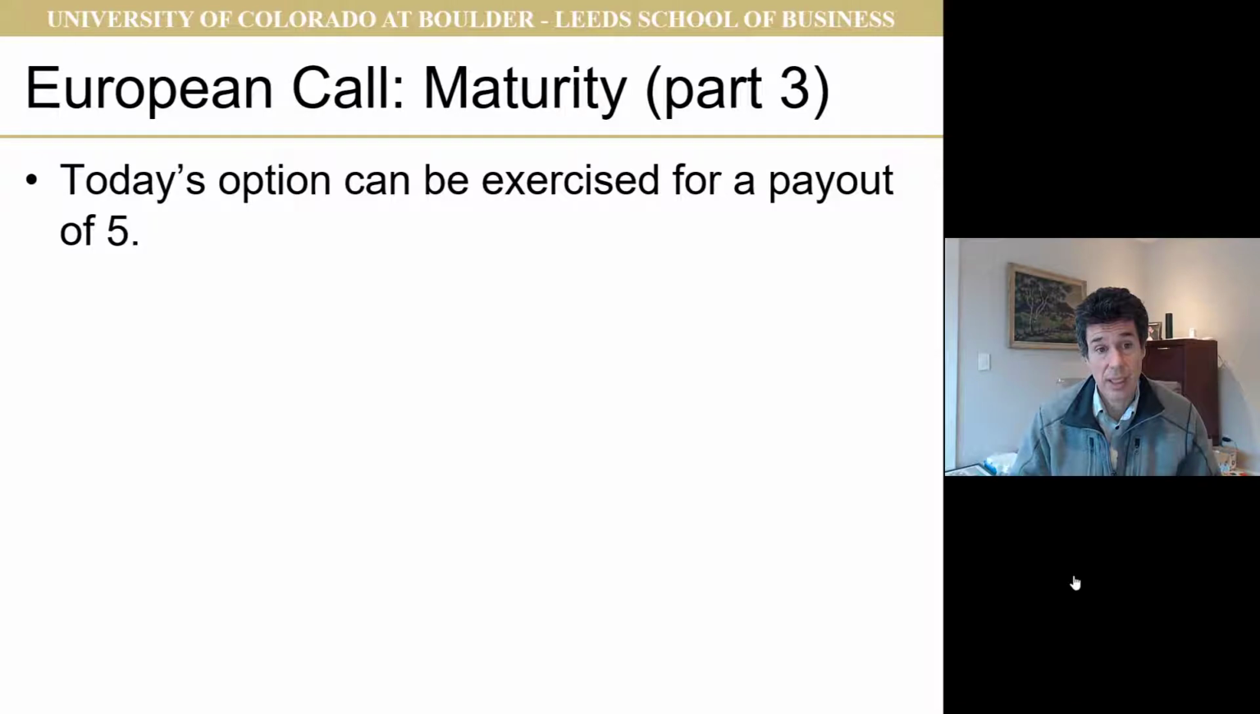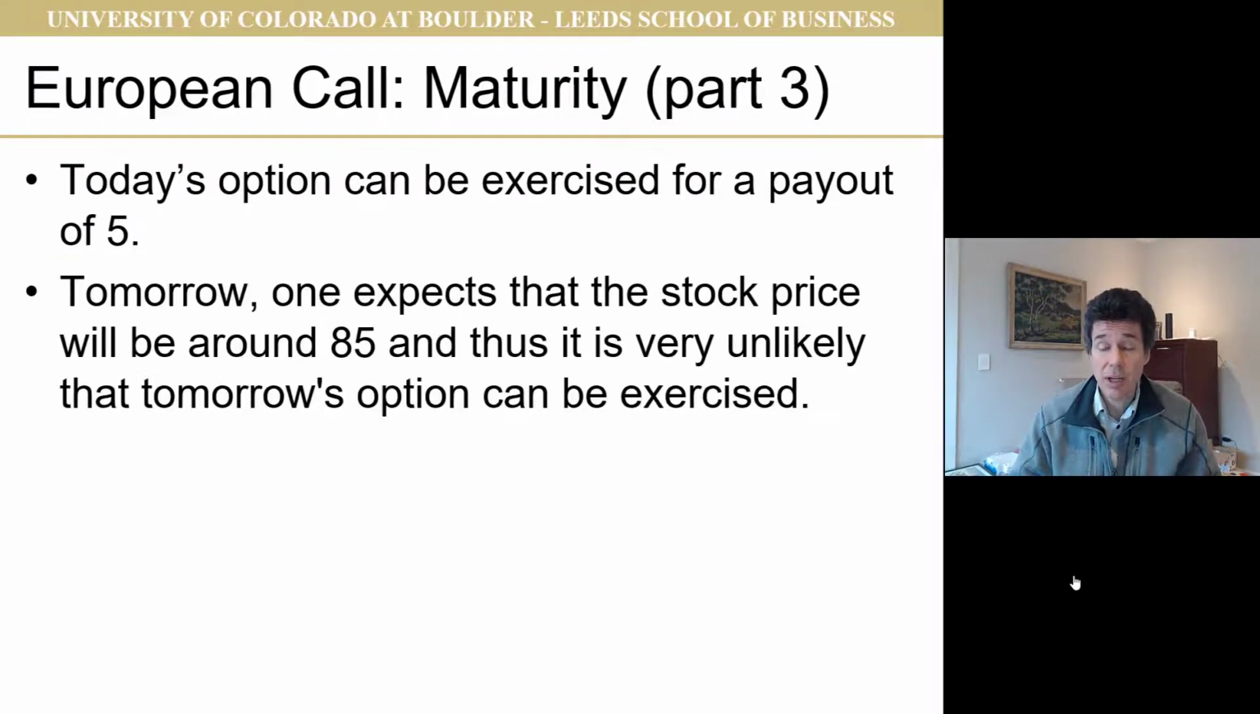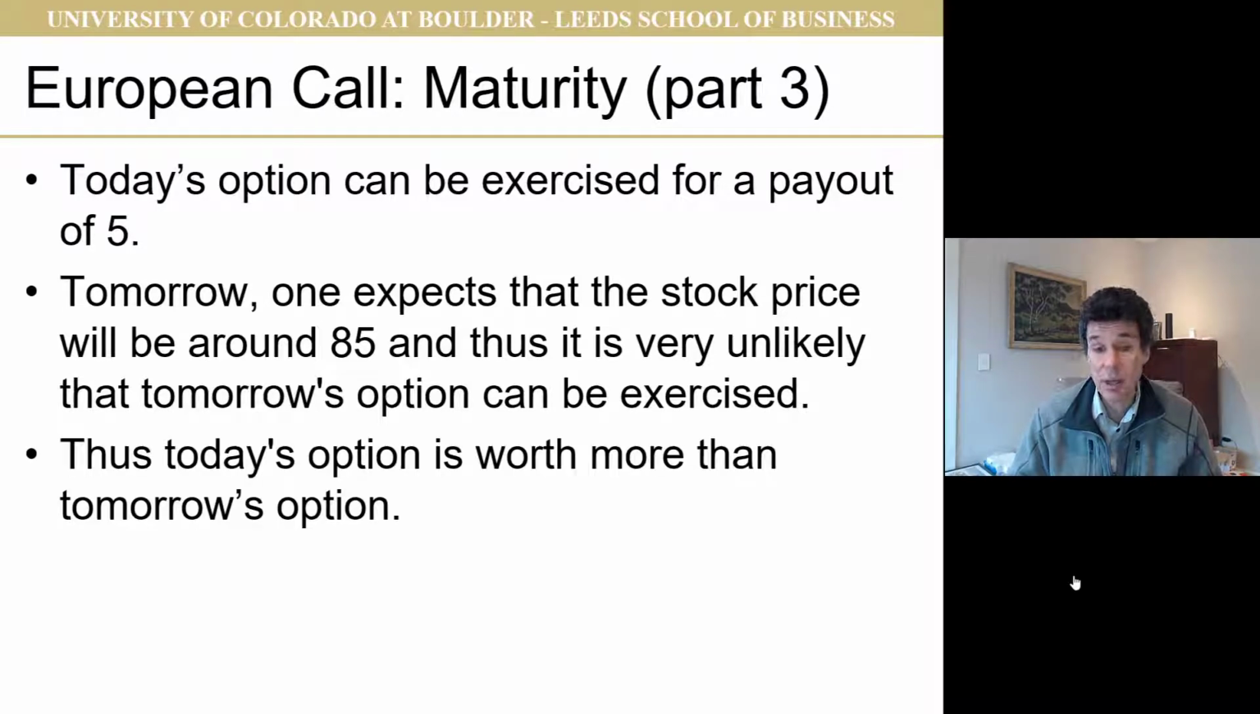So today's option can be exercised for a payout of 5. The asset's trading at 105. It's a European option, so we can exercise it today. Asset's trading at 105, strike is 100, we make $5. Tomorrow, however, that enormous dividend is going to come out of the stock price, and so the stock price we expect to be around 85, 105 minus the 20. Now that means it's very unlikely that tomorrow's option is ever going to be exercised. Thus today's option is worth more than tomorrow's option. Tomorrow's option is basically worthless. Today's option is worth 5.